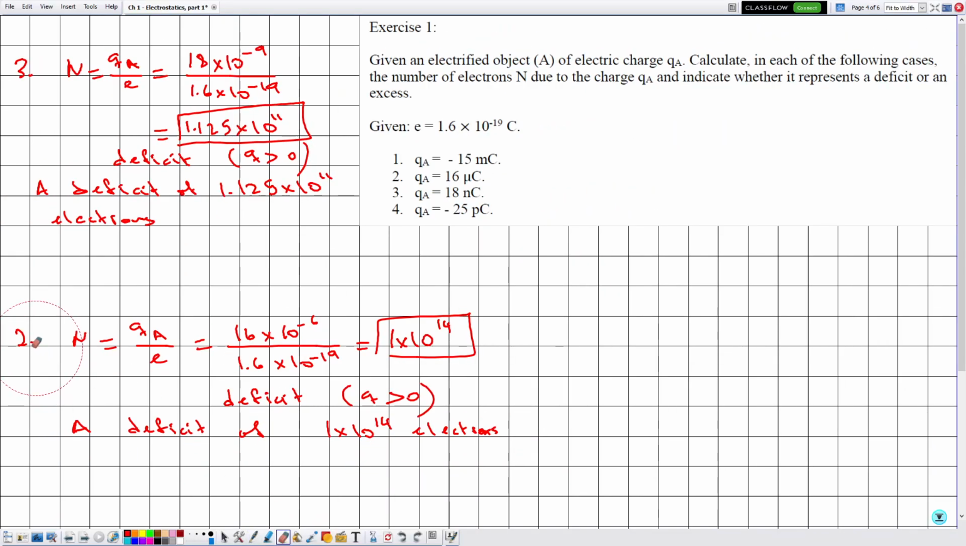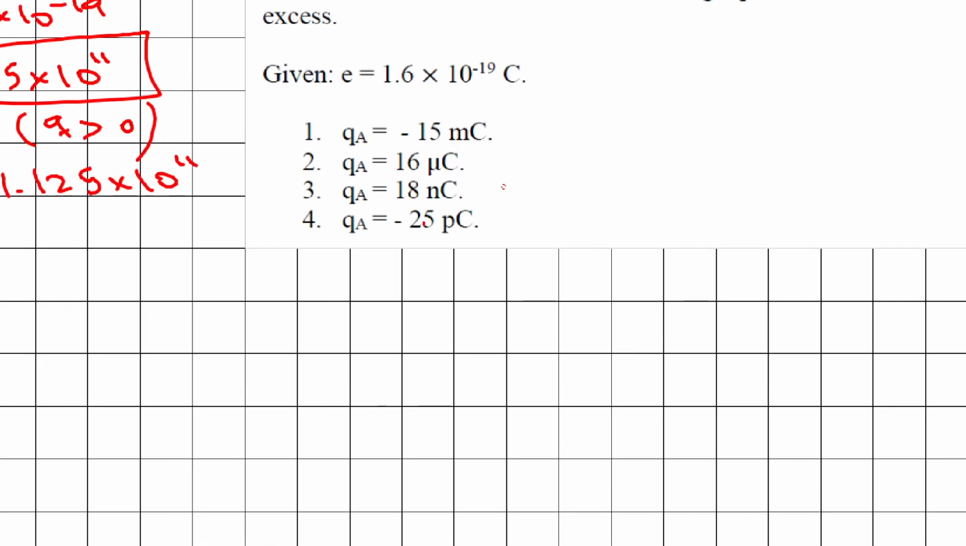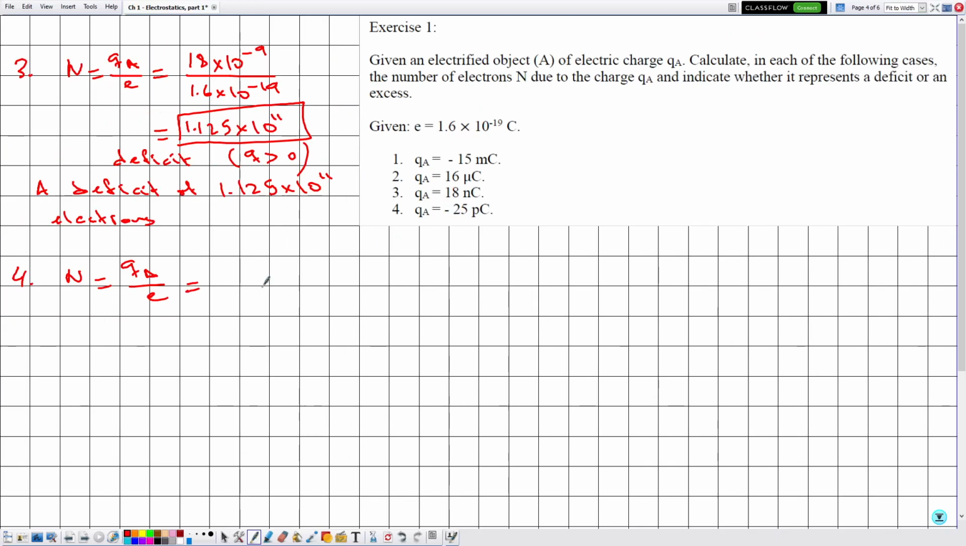And finally, for number 4, N equals Q_A divided by e. And here pay attention that the value of Q_A is given as negative, so we're going to take the absolute value. p stands for pico, which is 10 to the power minus 12, divided by 1.6 times 10 to the power minus 19. Plugging this into the calculator, this is given by 1.5625 times 10 to the power 8.